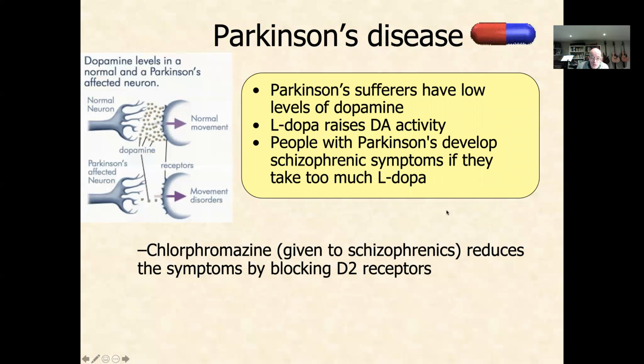And also just at the bottom there, if we actually give chlorpromazine, which is a dopamine blocker or antagonist, reducing the amount of dopamine, then that reduces schizophrenic symptoms in people.